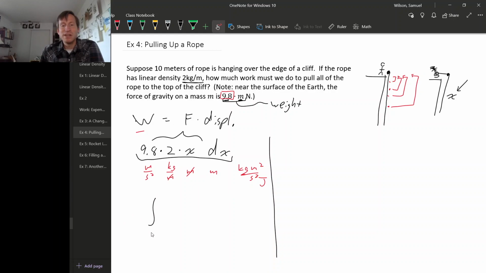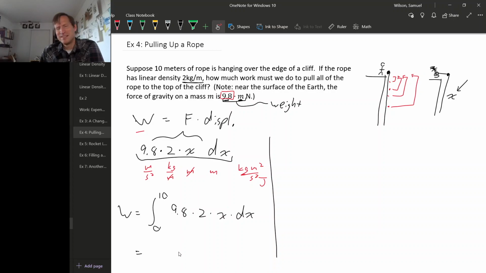So we need to keep lifting so that the length of rope goes from 0 to 10. Okay, so we have to keep lifting it when the length starts at 10 and goes to 0. So we're integrating 9.8 times 2 times x times dx. And that's going to be our total work.